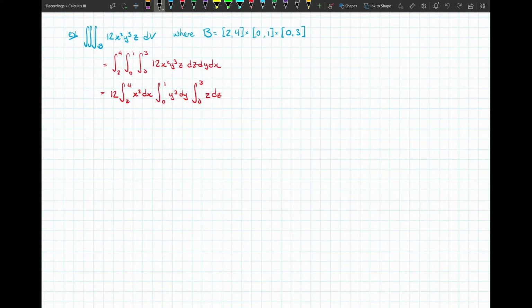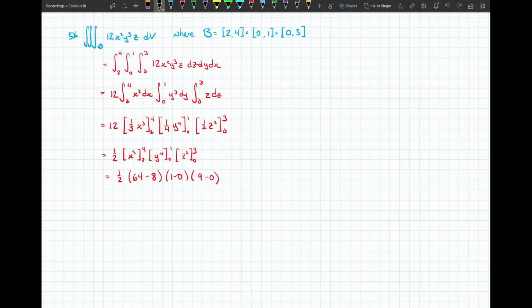All we need to do is apply the power rule 3 separate times: 1/3 x cubed, 1/4 y to the 4, 1/2 z squared, and then evaluate each of the definite integrals. At any point in time, if you wish, you can take those fractions right out. 12 times 1/3 times 1/4 times 1/2 is just 1/2. And now we can plug in our endpoints for these definite integrals. That gives us 64 minus 8 times 1 minus 0 times 9 minus 0, all divided by 2, which gives us a value of 252.